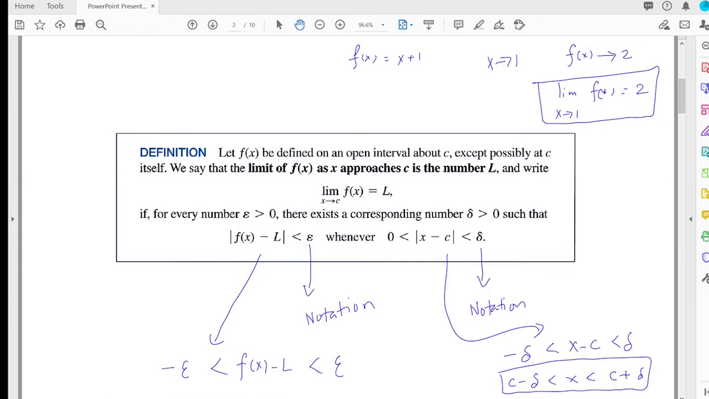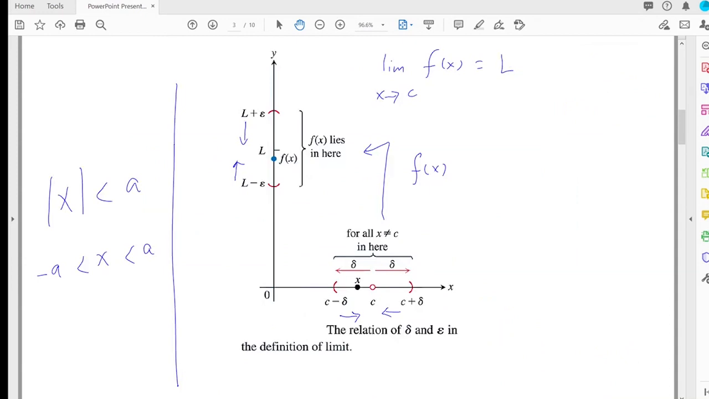And here you do the same thing. If you just add L, then L minus epsilon to L plus epsilon. That's the reason if you go to the next slide, you see that L is somewhere in between L minus epsilon. F of x is somewhere in between L minus epsilon to L plus epsilon. Okay, so let's try to do a couple of examples to understand this thing more.